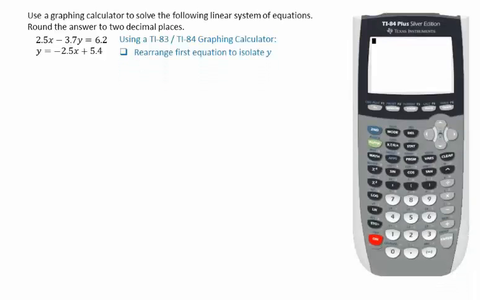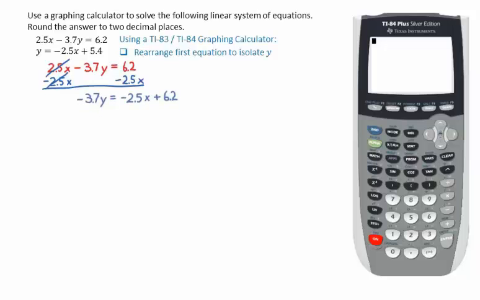The first step is to rearrange the first equation to isolate for y. To do this, we have to subtract 2.5x from both sides of the equation, and then divide both sides by negative 3.7. This isolates for y as y equals 2.5x minus 6.2 over 3.7.